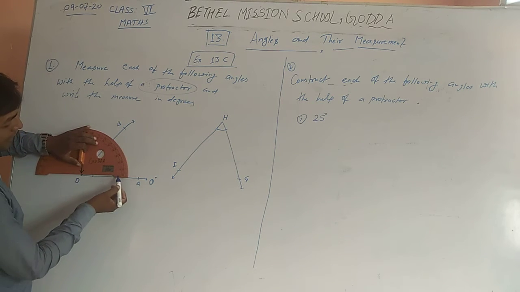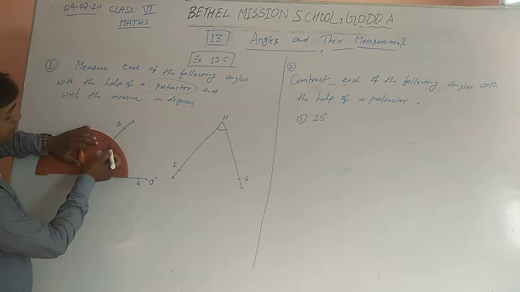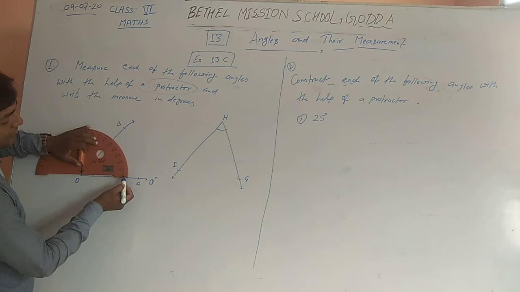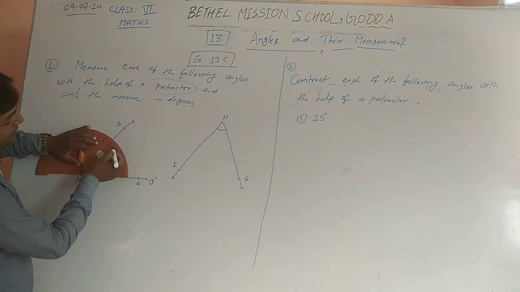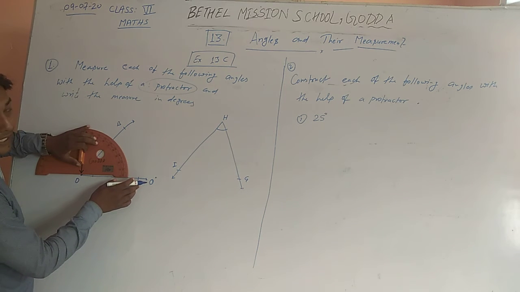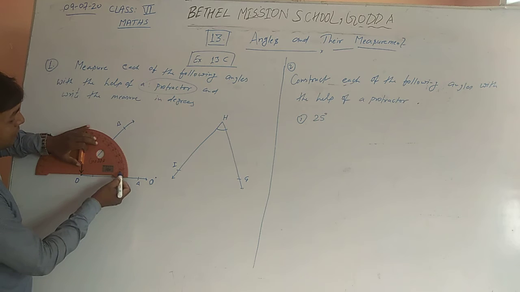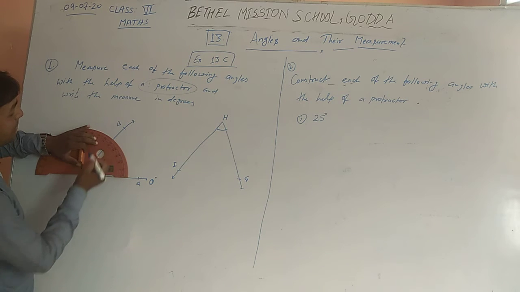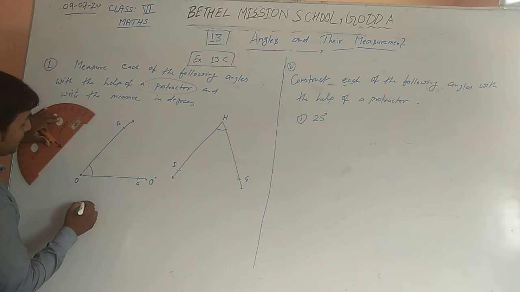Okay, now you can count from here. You always count from 0. Okay, 0, 10, 20, 30, 40, 50. Not this one. This is 180, 170, 160, 150. This is decreasing order. So I said always we will start counting from 0. So 0, 10, 20, 30, 40, 50. About 50. This is 50 degree.